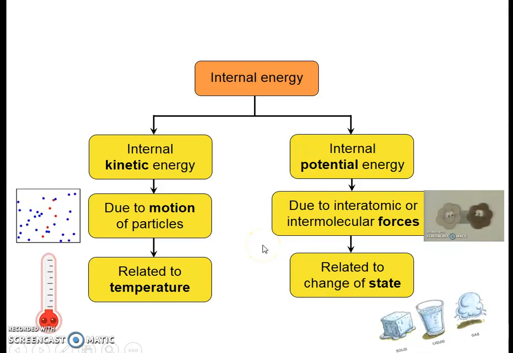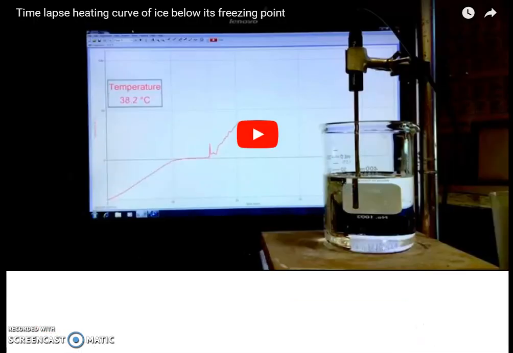Alright, hi guys. Just to do a quick recap from our previous video, we talked about internal energy of substances. In internal energy, you can have internal kinetic energy and internal potential energy. The internal kinetic energy has to do with the motion of particles from a microscopic level, and that you can see from the temperature. What about internal potential energy? From a microscopic level, it has to do with the forces between the particles, and that is basically related to its state change.